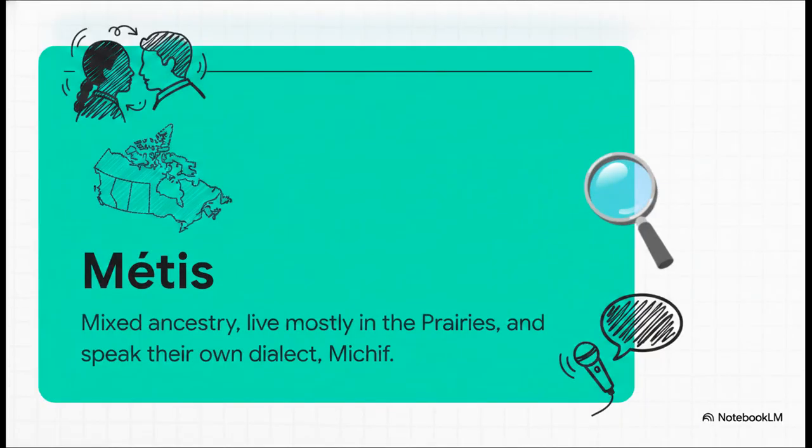The third group is the Métis. Now, for the Métis, you must memorize 3 distinct facts. First, they are a distinct people of mixed Aboriginal and European ancestry. Second, the vast majority of them are geographically concentrated in the prairie provinces. And third, they speak their own unique dialect known as Michif.